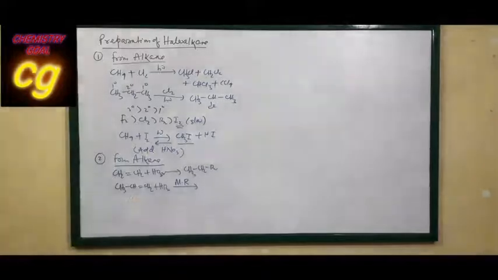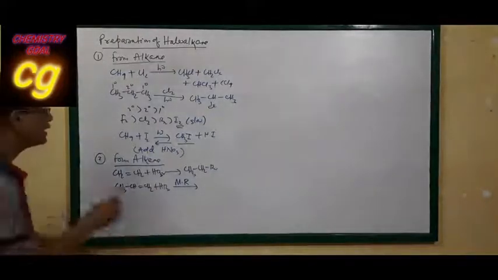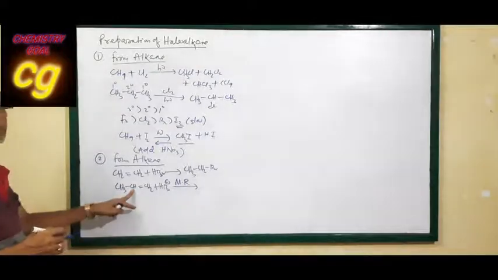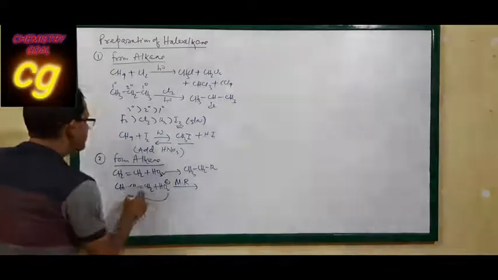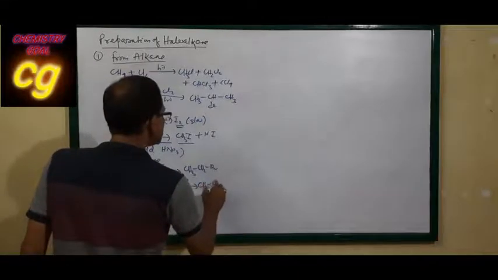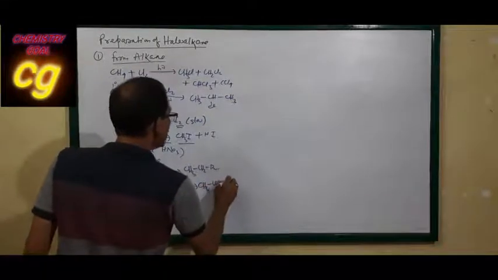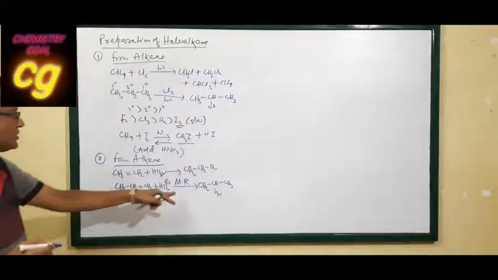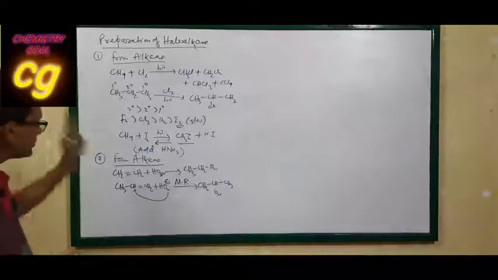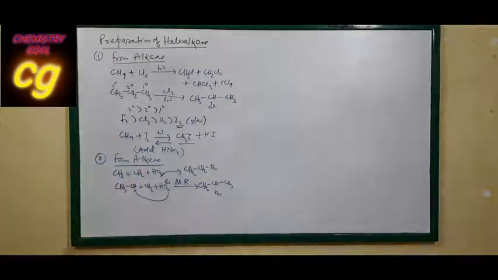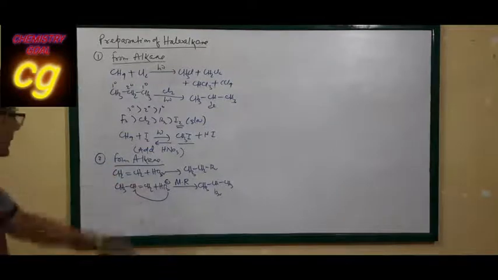What is Markovnikov's rule? The negative part will add to the carbon having less number of hydrogens. So Br minus will be added here. So the result is CH3CHBrCH3. So this is the major product. This is called Markovnikov's rule. Addition reactions always follow Markovnikov's rule. So this is the preparation of haloalkane from alkene.